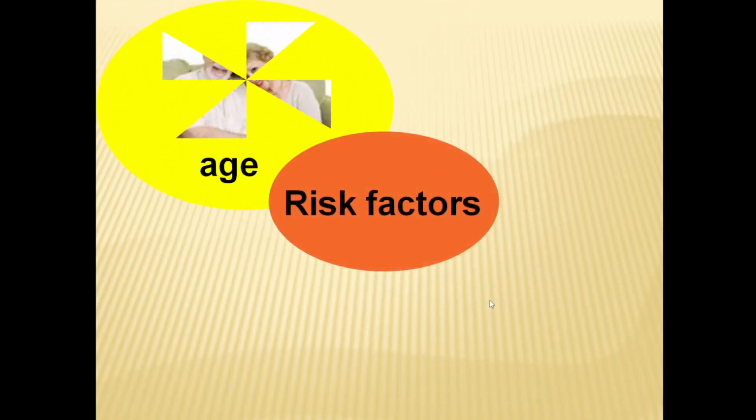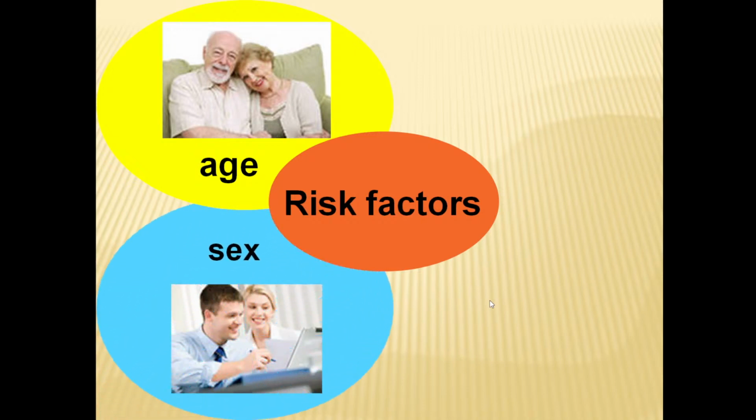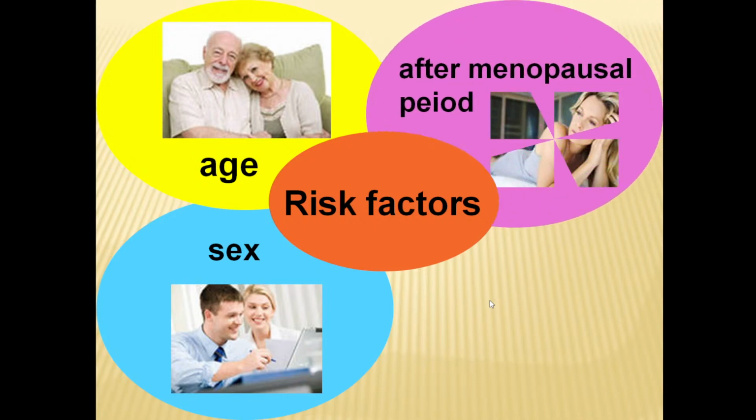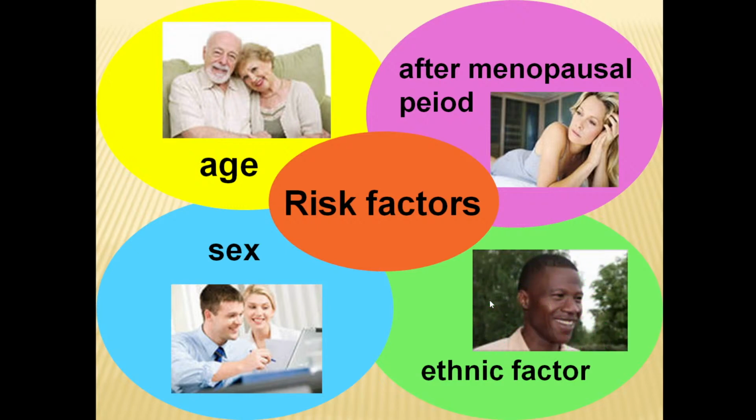Risk factors, no? First of all, age: more elderly patients are more predisposed to high blood pressure. Men are predisposed to high blood pressure earlier than women, but at some age the risk factors become the same. Women are more predisposed to blood pressure problems after the menopausal period, when the activity of estrogen progressively decreases. And ethnic factors: people with dark skin are predisposed to high blood pressure earlier.